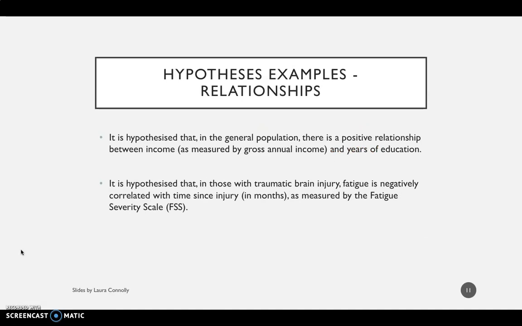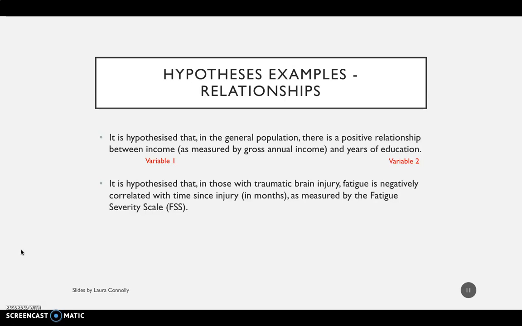Here are some examples of effective research hypotheses when looking at relationships. For example, using a Pearson correlation. This first one describes that in the general population, it's hypothesized there will be a positive relationship between income, as measured by gross annual income, and years of education. So let's break this down a little further. So importantly, we've got our two variables of interest. We've got income and education.